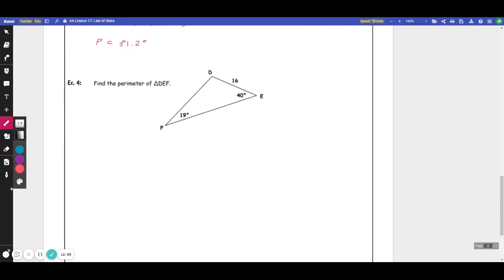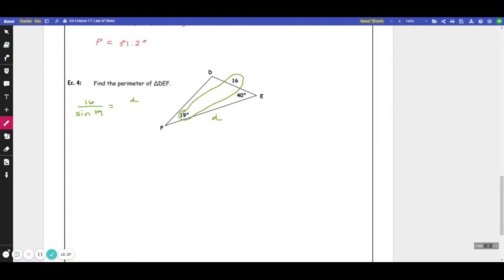One last one, and this one's just like we did at the beginning, or the second problem we did. Find the perimeter. So it's just another way to say solve it. Find the sides. I need to know these other two sides so that I can add the 3 together to find the perimeter. So here's a corresponding angle side pair. That's what I need. So side divided by sine of its angle equals, let's find D.